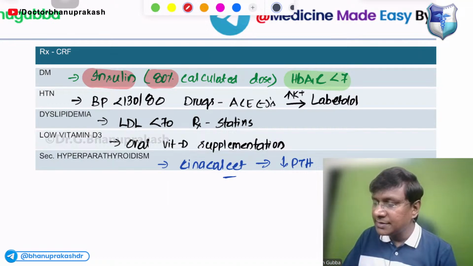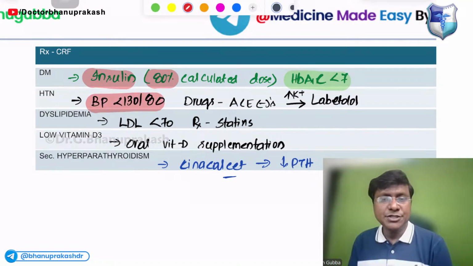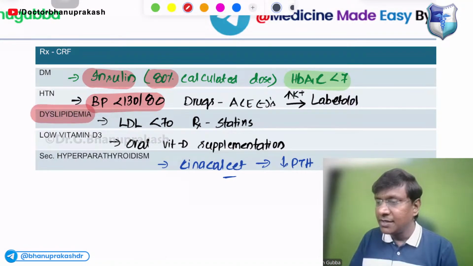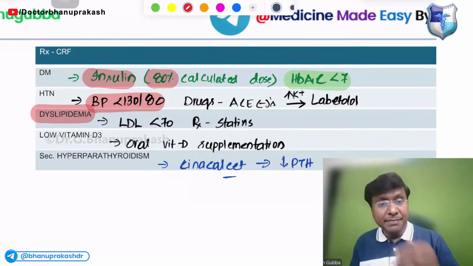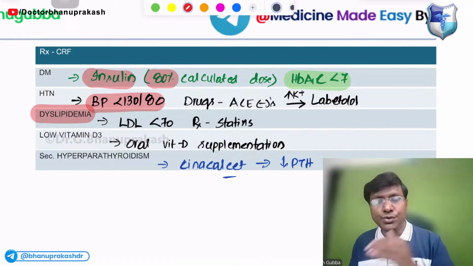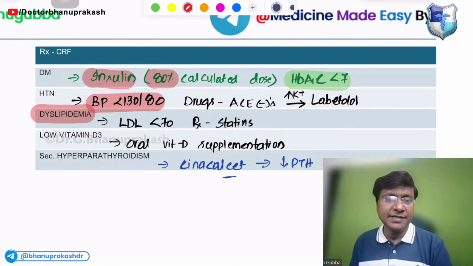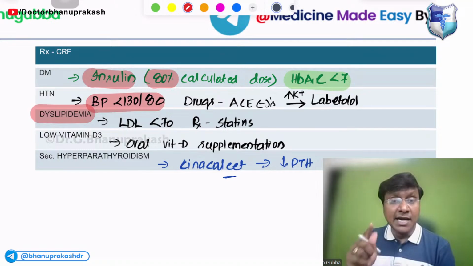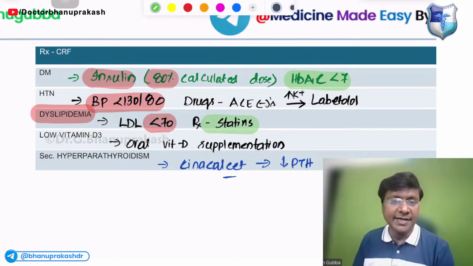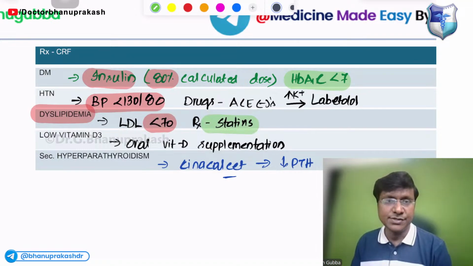Then how do you treat hypertension? So for hypertension, the drug that we give is labetalol, where the target blood pressure that should be maintained is less than 130/80. And these patients with chronic kidney disease will have dyslipidemia. Why will they have dyslipidemia? Because of decrease in lipoprotein lipase activity. So due to decrease in lipoprotein lipase activity, there is dyslipidemia and the target LDL should be less than 70. And for maintaining that target LDL less than 70, you need to give statins, right?